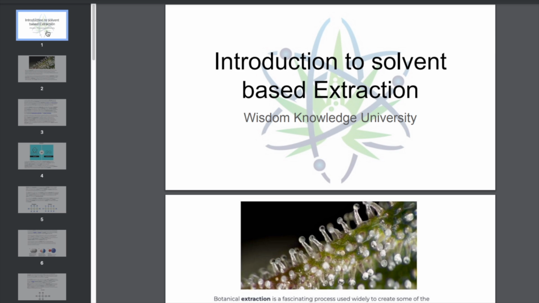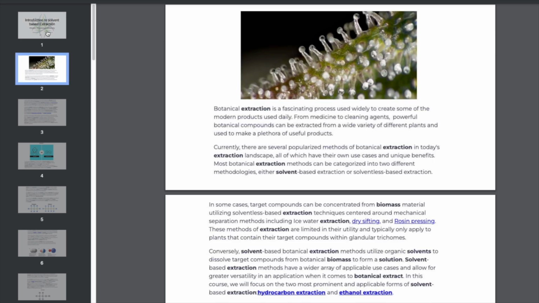The introduction to solvent-based extraction. We are doing chapter 2. We're here now into the meat and potatoes. Botanical extraction is a fascinating process used widely to create some of the modern products used daily. From medicine to cleaning agents, powerful botanical compounds can be extracted from a wide variety of plants and used to make a plethora of useful products.